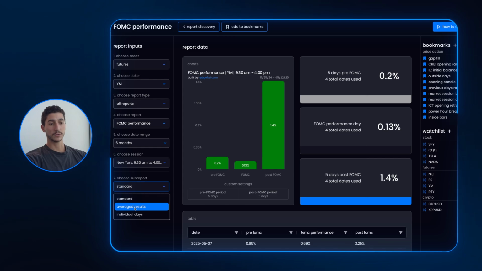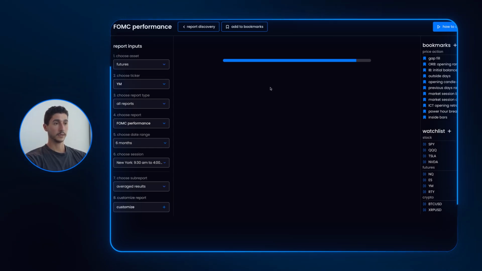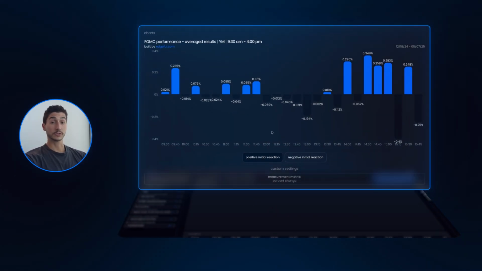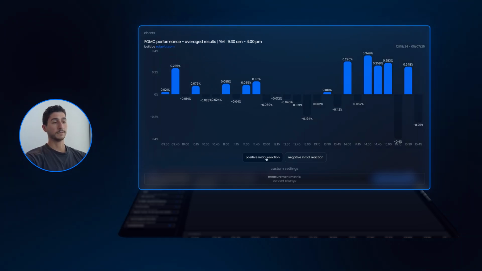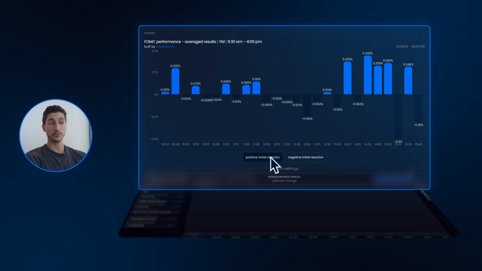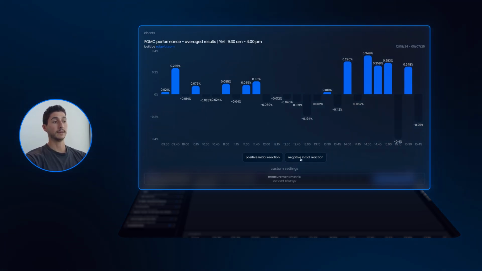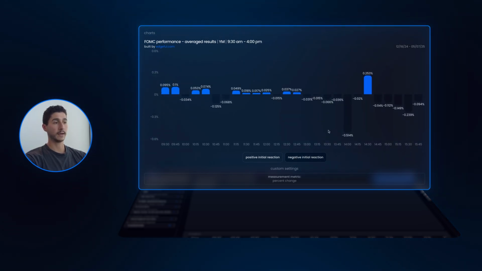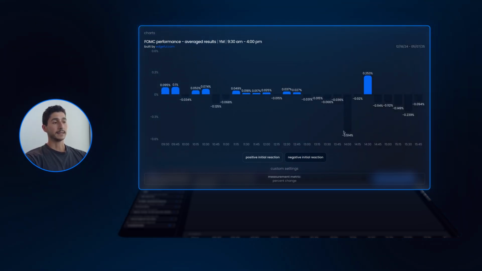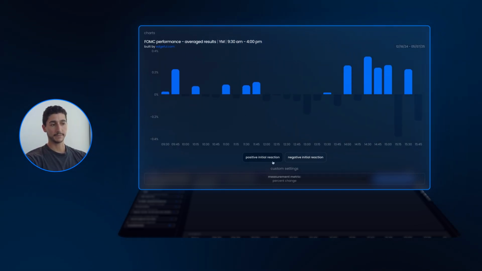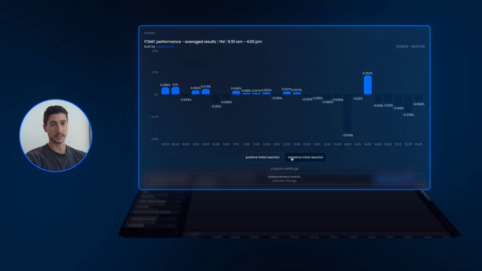Now, I'm going to go to the averaged results here. This report is first of all filtering for all of the days where the initial reaction at 2 p.m. when the FOMC decision comes out is positive, which you can see right over here, versus all of the days that have a negative initial reaction. So what do I mean by negative and positive? It is the 15-minute candle at 2 p.m. If it's green, that falls into the positive category. If it's red, that's in the negative category.